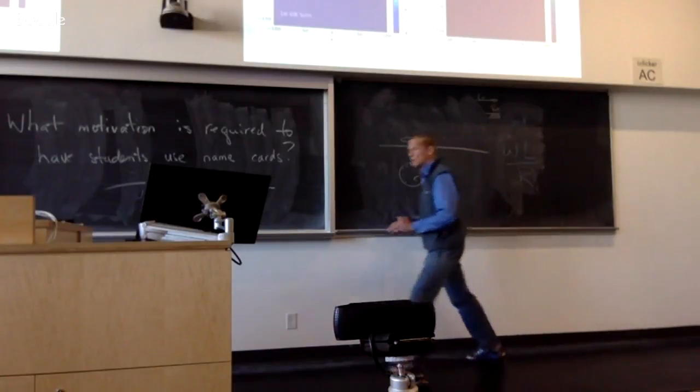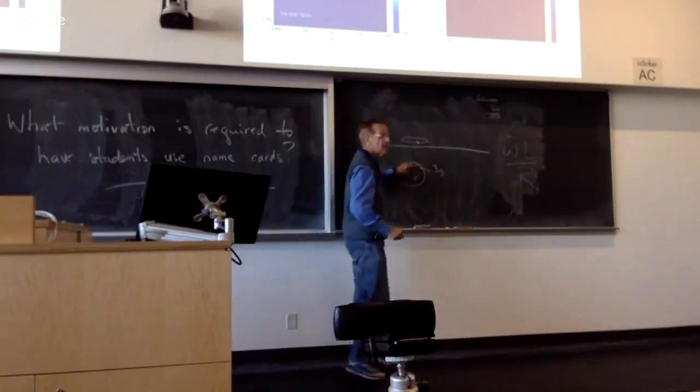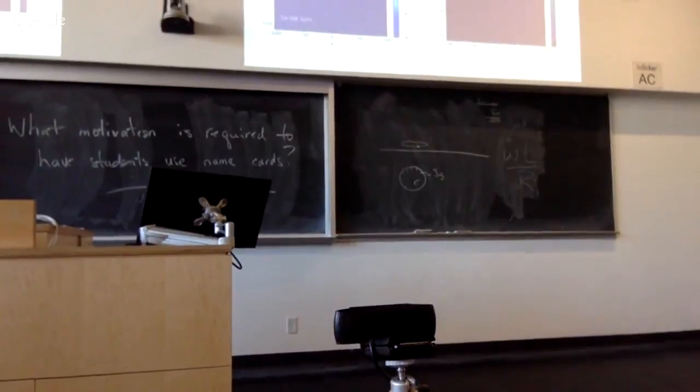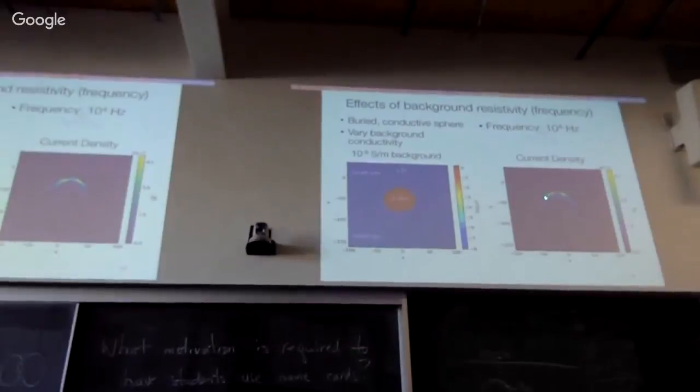If there's no conductivity between here and here, so it's air, then what I see is something like this. It illuminates the outside of the sphere. I've got currents that are here. Now, there's actually quite a few things going on.